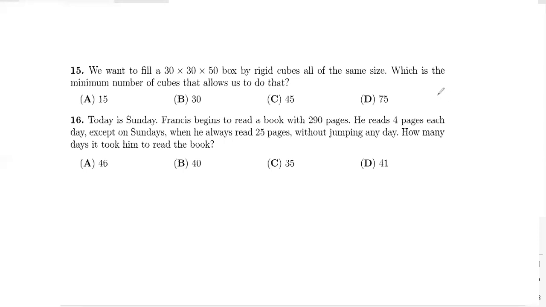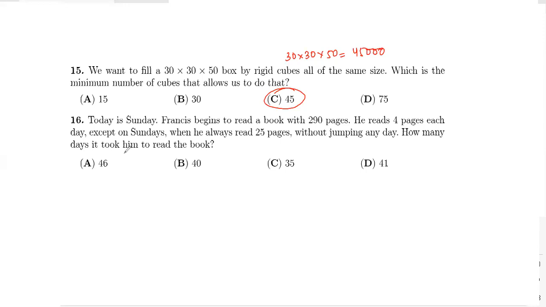We want to fill a 30 by 30 by 50 box by rigid cubes all of the same size. Which is the minimum number of cubes that allow us to do that? So what is the volume of this particular container? It is 30 into 30 into 50. So 9 into 5 is 45,000. So what is the minimum number of cubes? Minimum number of cubes is 45.